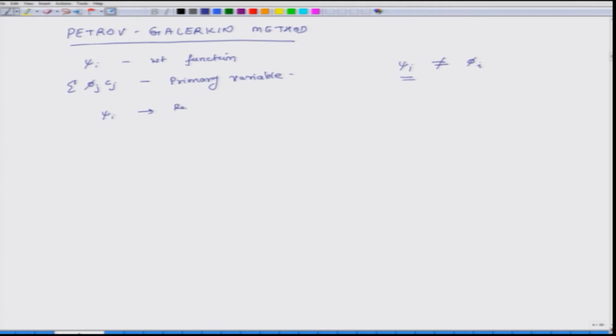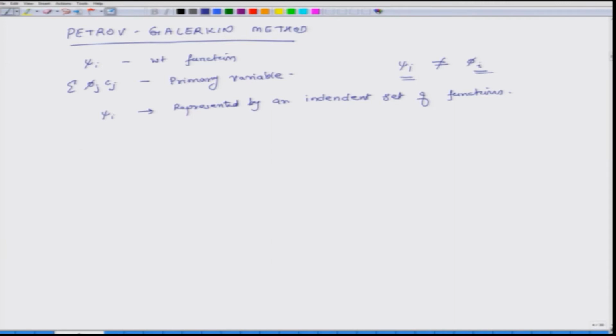So what that means is that these psi's are represented by an independent set of functions, and there is no restriction on whether it has to meet the boundary conditions or not. You may want to pick a function which meets the boundary condition, that is fine, or if it does not meet, that is fine also, but it should not be from this set of phis. So that is the Petrov-Galerkin method.